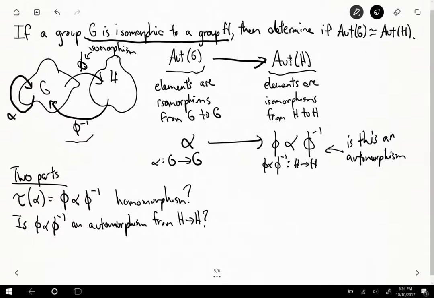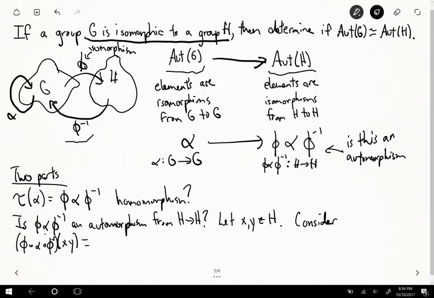So first off, let X and Y be elements of H. Right? So now I'm talking about elements in H. We'll try and show that this is an automorphism. And consider phi alpha phi inverse of xy. And I should be a little more careful. What is our operation here? Well, these are functions, right? Since we're talking automorphism, or permutations, I should say. So phi composed with alpha composed with phi inverse. Hopefully that looks a little bit more familiar, of xy.